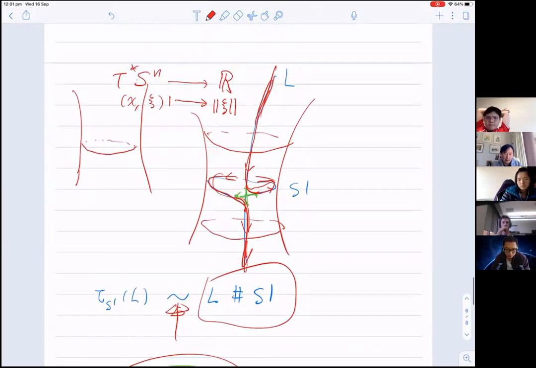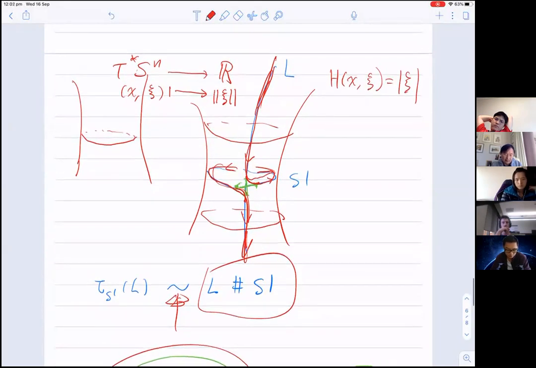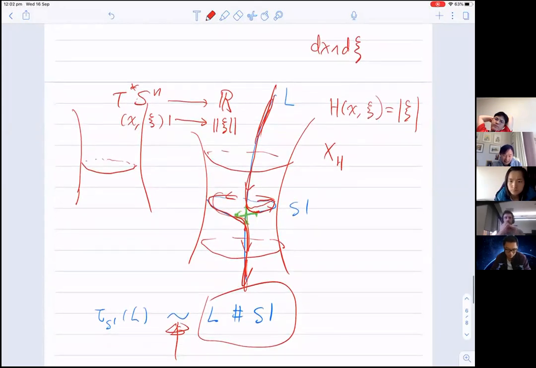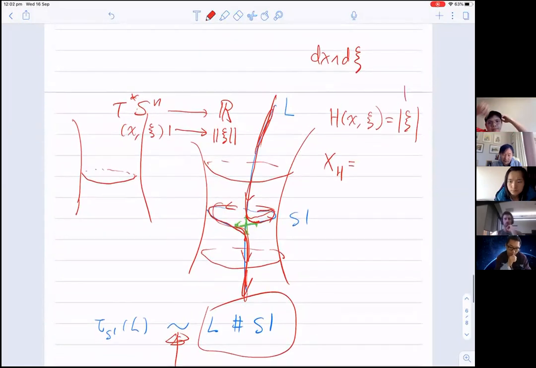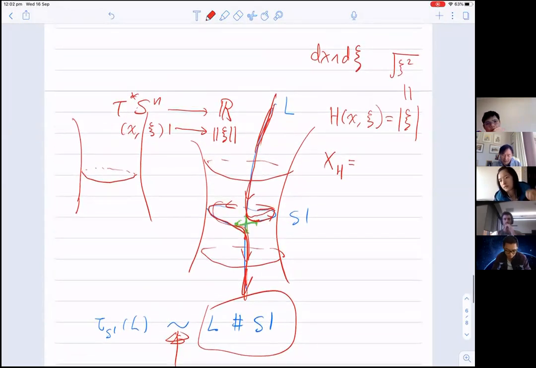So suppose our Hamiltonian function H of x and c is just the absolute value of c, just one dimensional. Then what is the Hamiltonian vector field? The symplectic form is dx wedge dc. And then you calculate this. Actually, you better write this as c squared and then the square root. So then you have, in the x direction, you take the partial derivative in c.